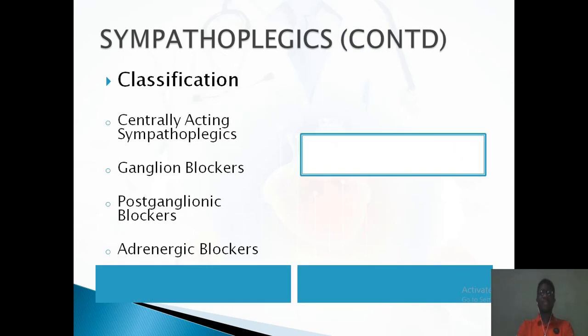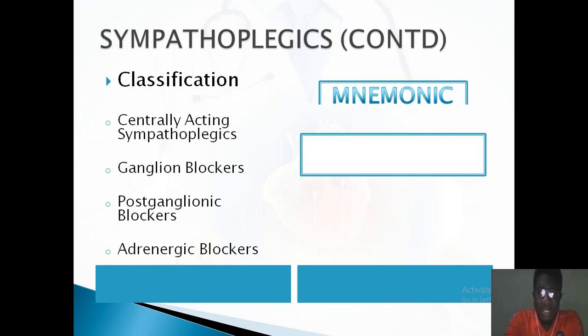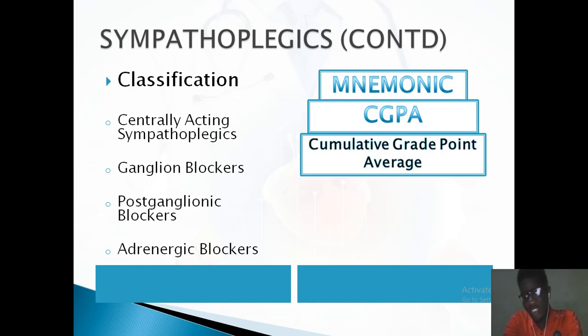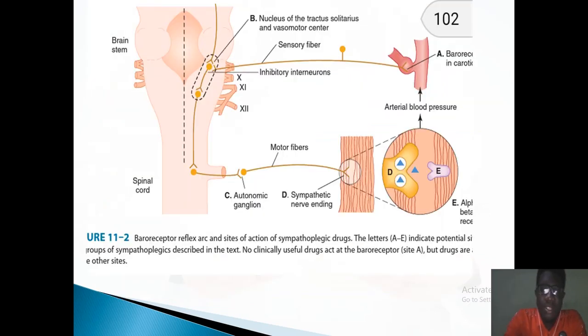So classification, sympathoplegics can be classified into 4. Hope you are following. Centrally acting sympathoplegics, ganglion blockers, postganglionic blockers, and adrenergic blockers. Actually, this should be post-ganglionic nerve terminal blocker. It actually acts on the nerve terminal, so you can correct this to postganglionic nerve terminal blocker. And then adrenergic blocker. So the mnemonic is CGPA, cumulative grade point average. Simple and short.